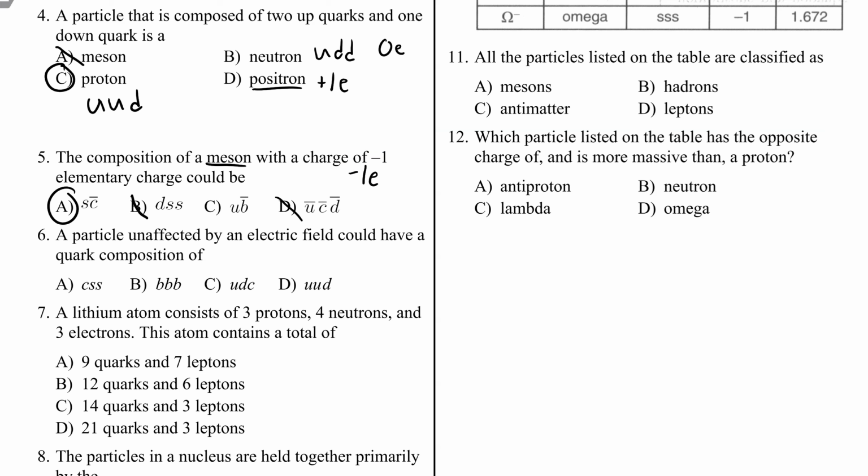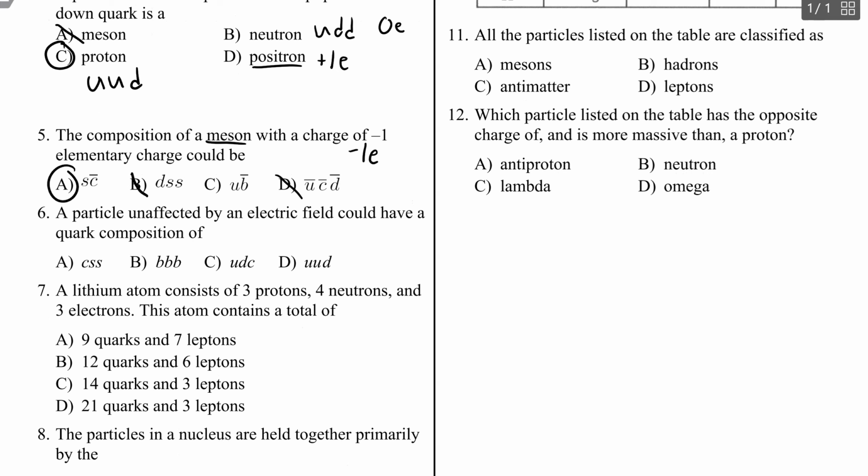Cool. Number 6, it's worded a little bit differently. It says a particle unaffected by an electric field could have a quark composition of what? So if it's unaffected by an electric field, what does that mean in terms of its charge? That means its charge must be 0. It must be neutral. So we're looking for something that gives us 0e. I was going to write a positive sign, but 0e.